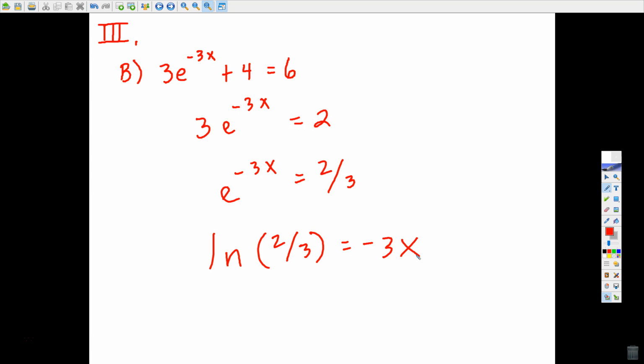And now to solve for x, what will we need to do? Just divide by negative 3. And that's going to get you to your answer. And we'll say approximately, since we're rounding, what is that, Hannah?